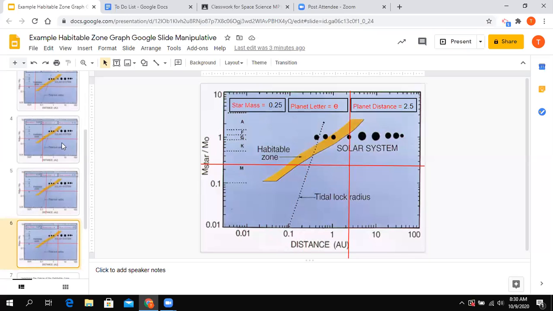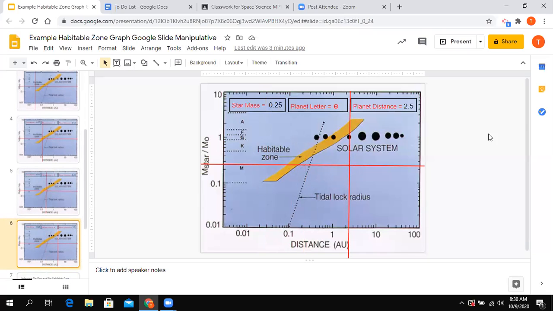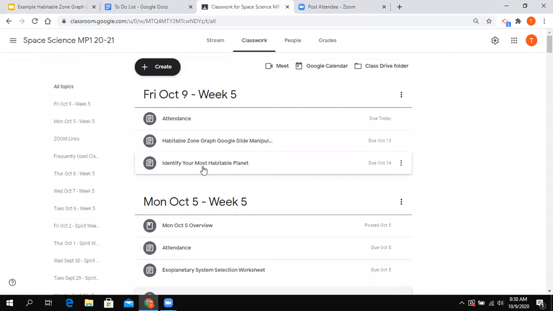Okay, so what I have is one planet that's too hot, one planet that's just right, and two planets that are too cold for life as we know it here on Earth. All right, so what are you going to do with that information? What you're going to do is go and open the second document right here.